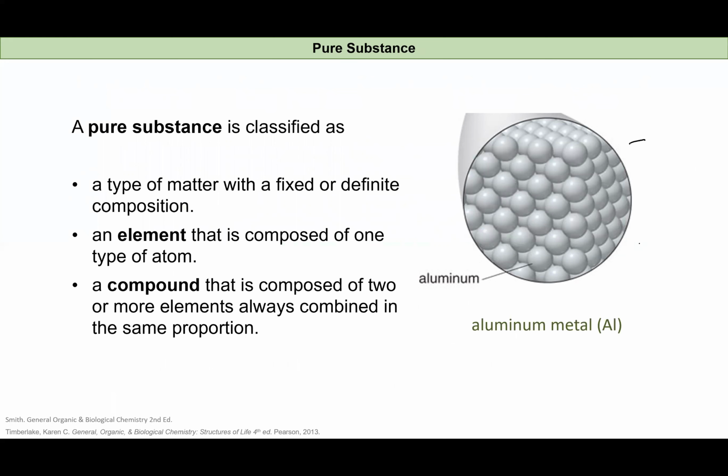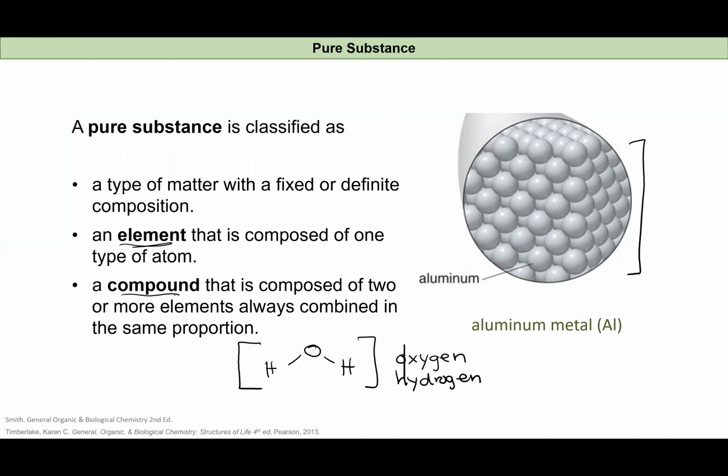So here's an example of aluminum. We have lots of aluminum atoms and it's just aluminum metal. It's a pure substance. And so this is an example of when we have just an element composing our matter, one element. A compound is something that's composed of two or more elements, like the water we saw on the previous slide. A water molecule is composed of oxygen and hydrogen. But if I have a sample of just water, it would be a pure substance that is actually a compound rather than just one element.